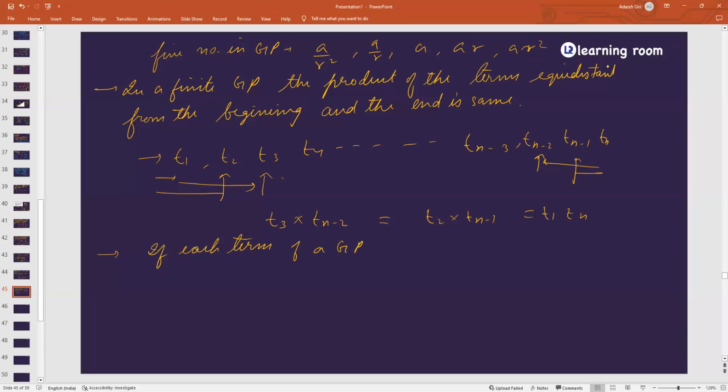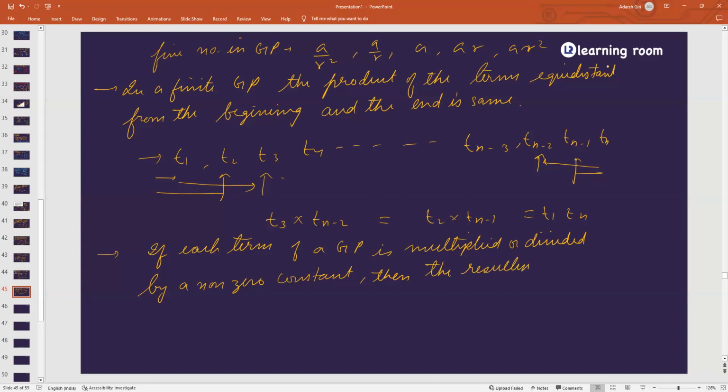If each term of a GP is multiplied or divided by a non-zero constant, then the resulting sequence is also a GP with the same common ratio.